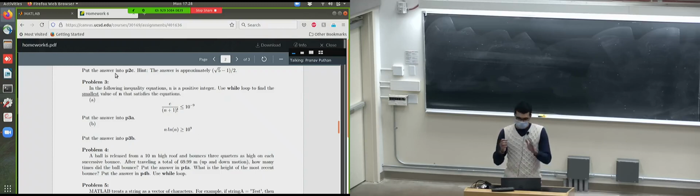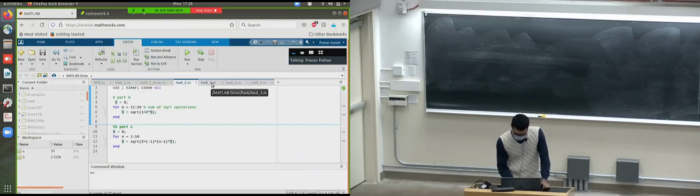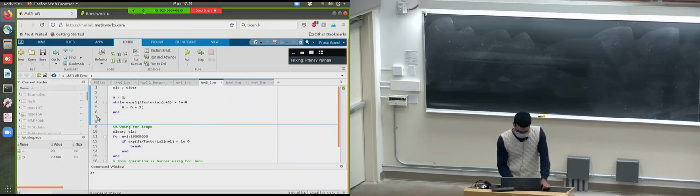So if you combine a for loop and an if statement, you can actually implement the statement inside a while loop. And I'll show you how. So let me go ahead and pull up problem 3. One of the ways of solving the third problem is by directly using a condition here where you have a while loop. While the condition is not met, the n keeps incrementing.